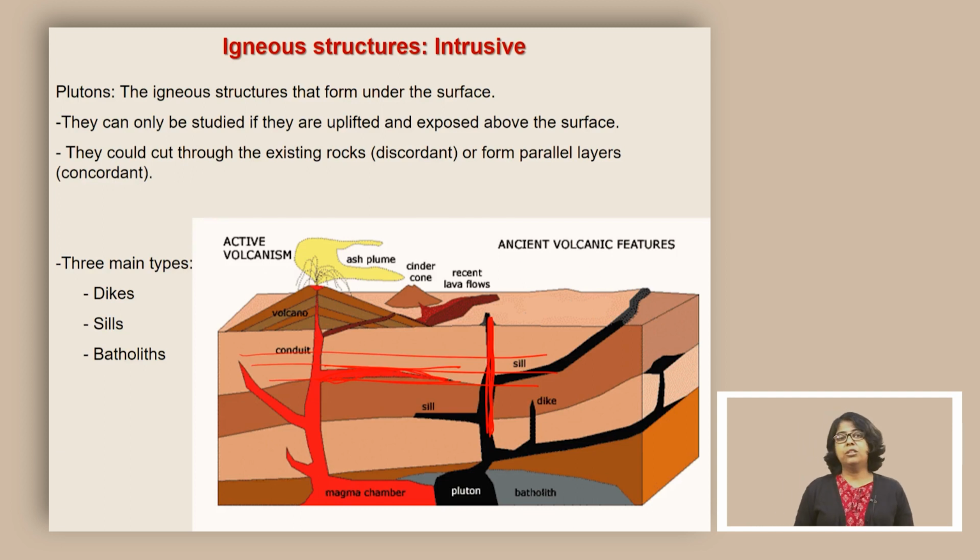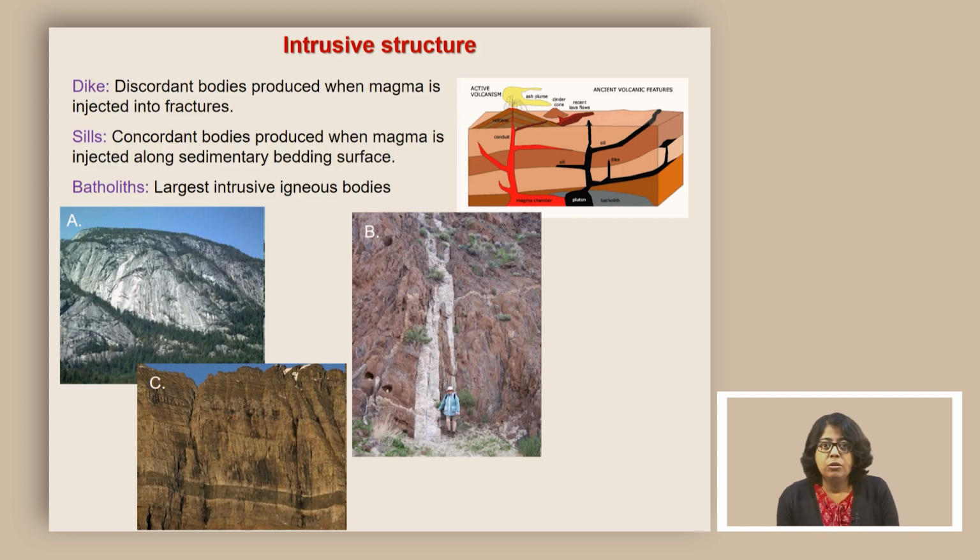So, there are three major types of such igneous structures, and these are called dikes, sills and batholiths. There are plenty more structures that we can find, but I am going to restrict today's discussion primarily to these major structures, and they are all called intrusive igneous structures. So, let us look at these three different structures and how they look once they are uplifted, brought to the surface, and we can see them in the field, in the exposure.